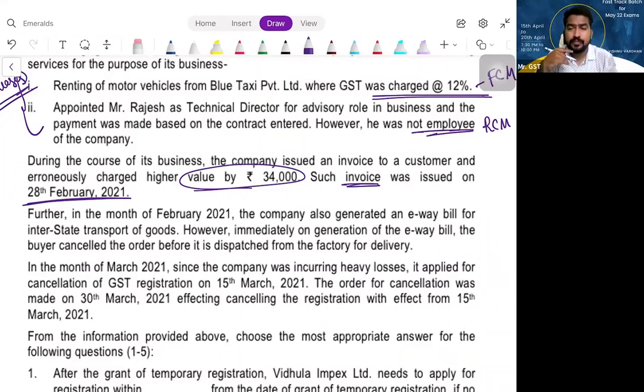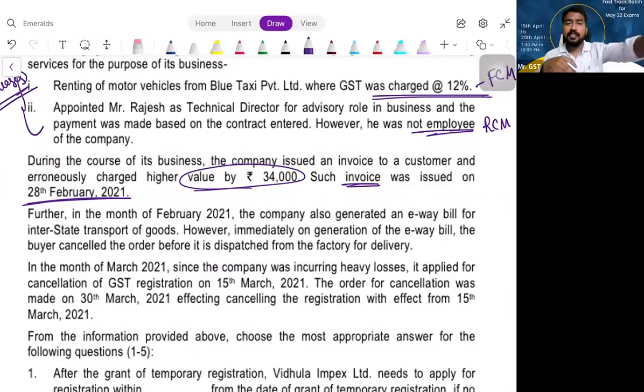Credit note. We have to issue a credit note or debit note? Credit note. I have supplied you something, and let us assume the supply is 100 rupees, but I have charged 120 rupees in the invoice. I should reduce the invoice value. Whatever the invoice I have generated, that invoice value I should reduce. That means I should give a credit note.